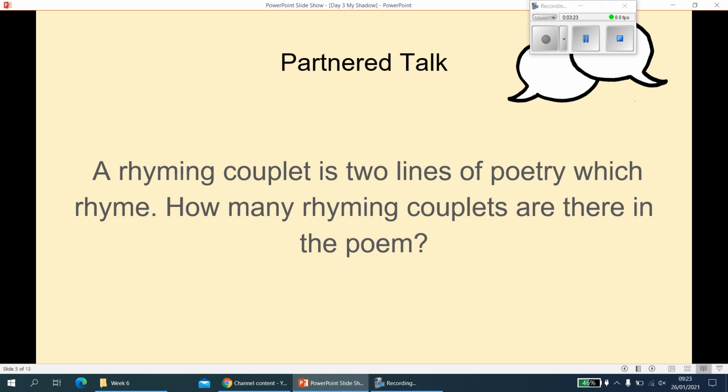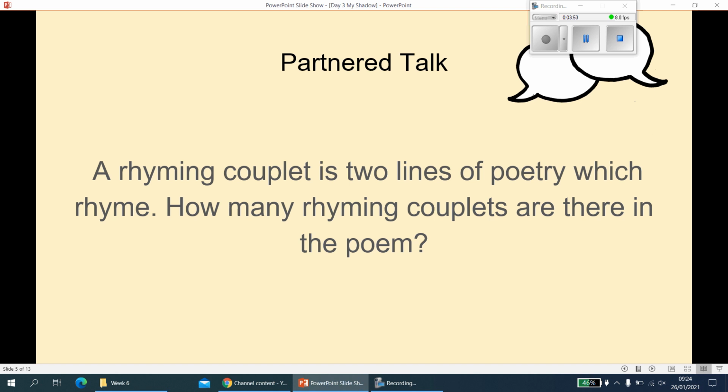So I might circle them and put a number 1 next to it. And then you're going to work your way through the poem and count how many there are. Pause me whilst you do this, please. Because it's a couplet, it says it's 2 lines of poetry. So if you think you found a couplet, but it has 3 lines of poetry, that's going to be incorrect. Okay, so pause me whilst you have a go at this one and press play when you're ready to go through the answer.